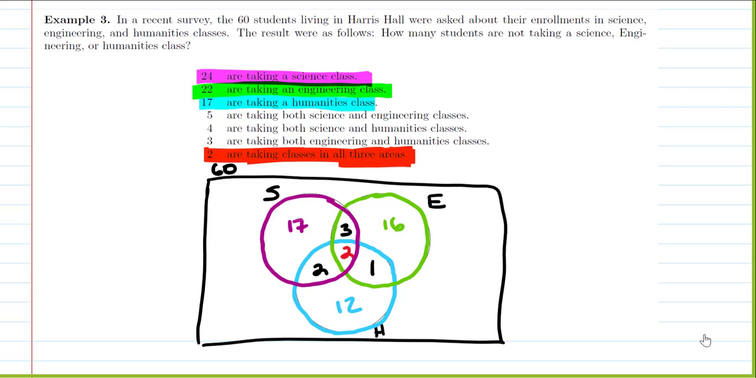Well, now if we add up all of those numbers, how many students do we have? Well, let's see. 17 and 3 is 20. 16, 2 and 2 is 20. So that's 40, 41, 53, right? How many students were in our universe? 60. And if our Venn diagram accounts for 53 of them, yeah, so 7 of them are in this universe, aka Harris Hall, but they are not in science, engineering, or humanities. So in this case, there are 7 students.